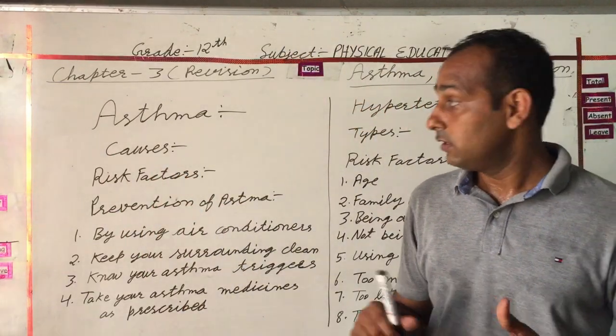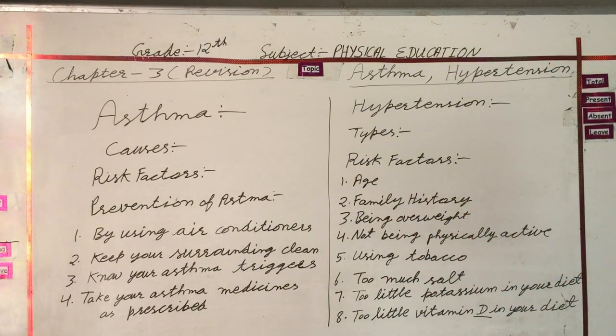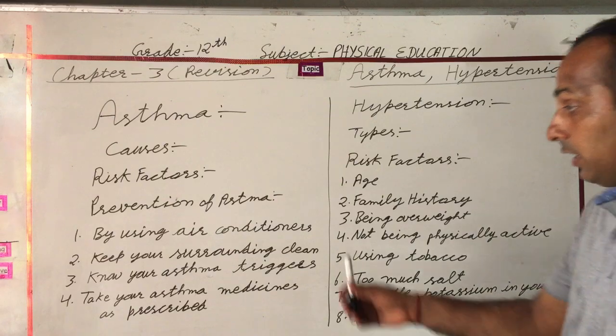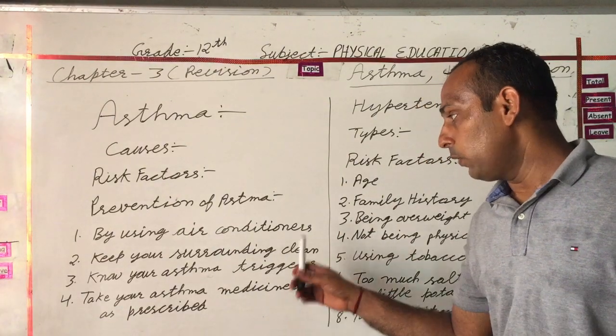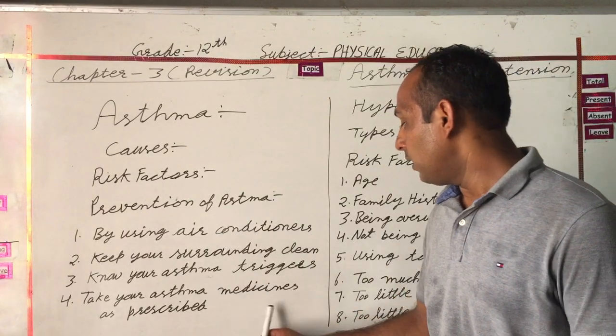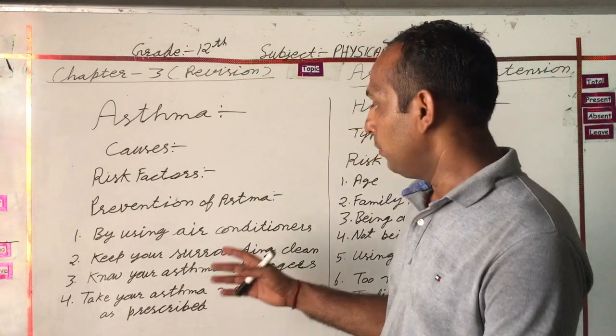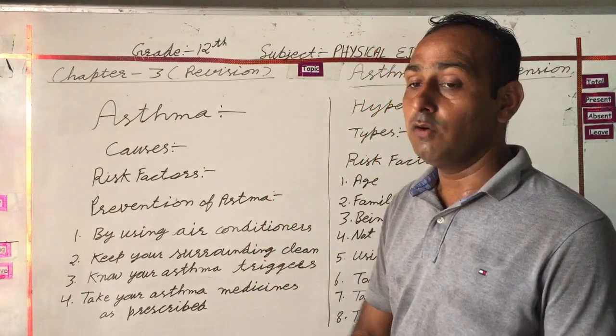So dear students, these are our two topics, asthma and hypertension. Today we described the causes, risk factors and preventions of asthma, especially by using air conditioning, keeping your surroundings clean, knowing your asthma triggers, and taking your asthma medicines as prescribed. These are the main preventions of asthma.